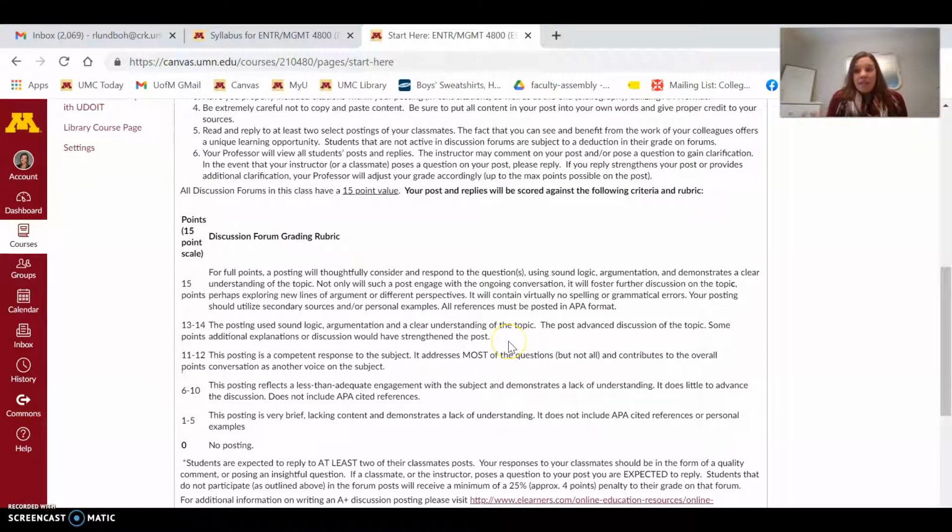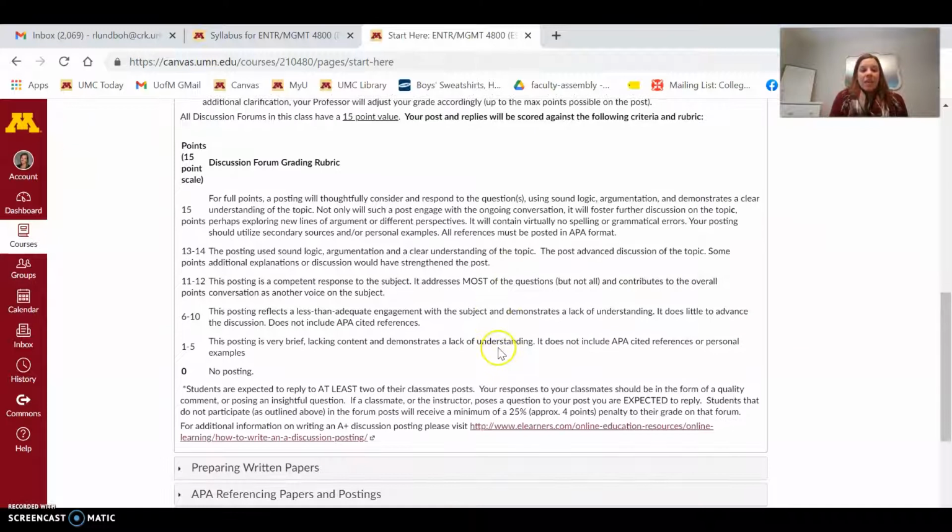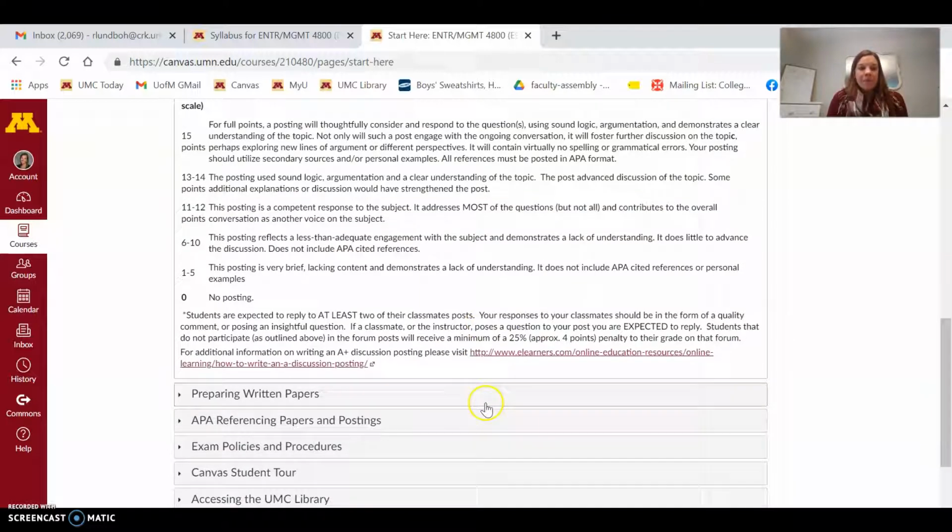There will be a penalty to students who do not respond. So my expectation is that you will post your initial response, your initial post, and then you will read and respond to at least 2 classmates. And those who do not will receive up to a 4-point deduction in their grade on those forums. So please make sure that you are responding and engaging with your classmates. There's only 4 discussions, 1 per forum or 1 per unit, so it shouldn't be too cumbersome.